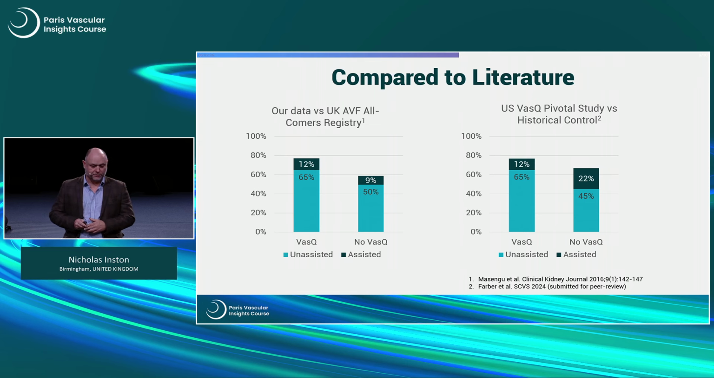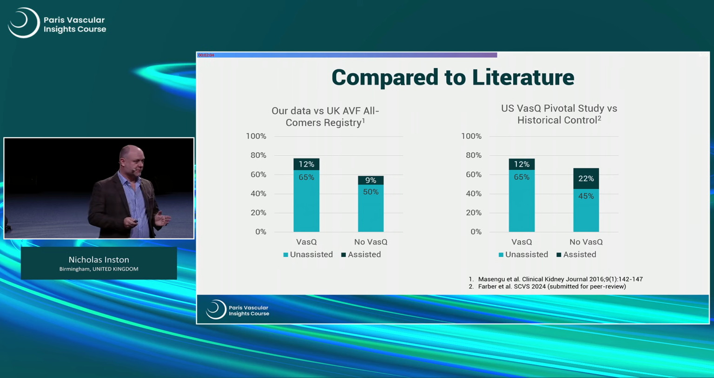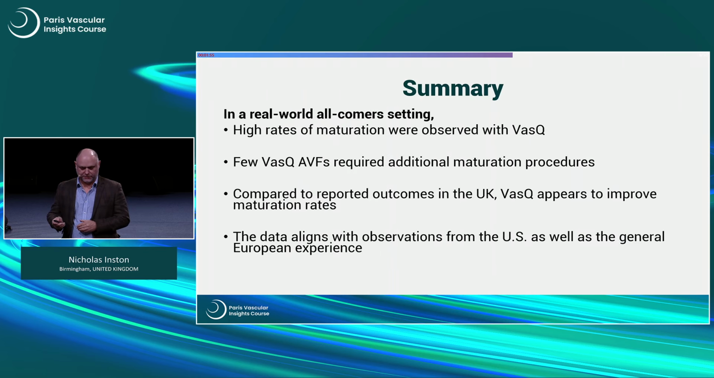Comparing this to the literature, essentially, we used 2 registry studies. One, the UK study, which had a 50% primary unassisted patency rate and a 59% assisted patency rate. And then there's also the American data showing a 67% assisted patency rate, but a 45% unassisted patency rate. Against both series, our data reflected in favor of the VasQ device. It is a small study, but that's the situation.